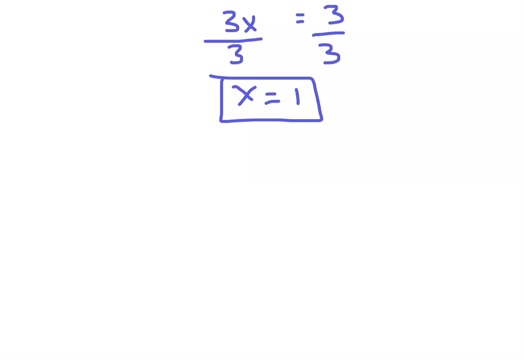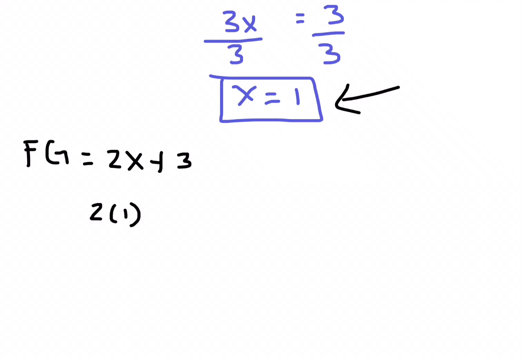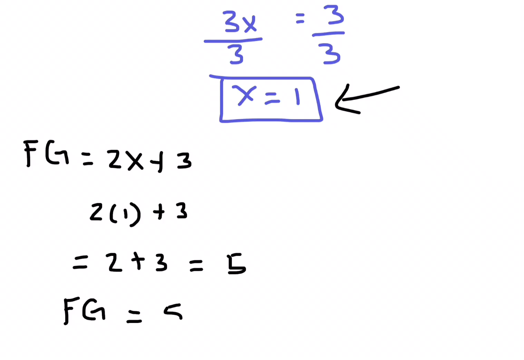I'm going to rewrite that here. So fg is equal to 2x plus 3. Do I know what x is? Yes, I do. We just solved for it right here. X is equal to 1, so I'm going to say 2 times 1 plus 3. 2 times 1 is 2 plus 3 is equal to 5. So your final answer would be fg is equal to 5.